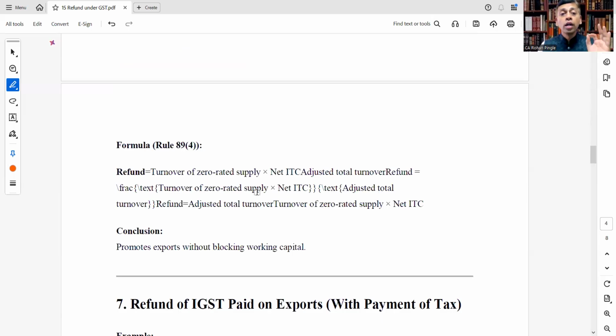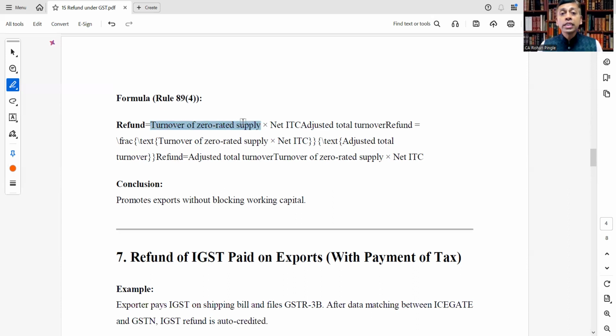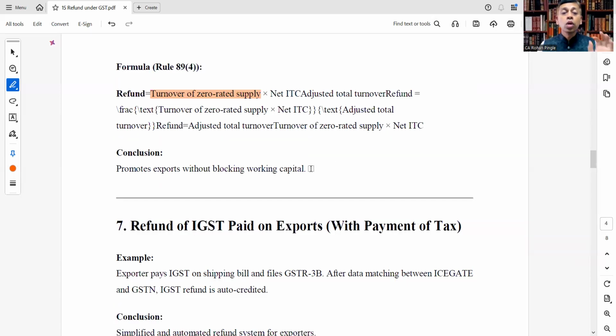The formula under Rule 89, Sub-Rule 4 for refund is: turnover of zero rated supply multiplied by net ITC, divided by adjusted total turnover. So refund is equal to this formula. You can take a screenshot of it. So the conclusion is that it promotes exports without blocking your working capital. The main purpose of that refund is to utilize your working capital and to avoid unnecessary blockage of your working capital.